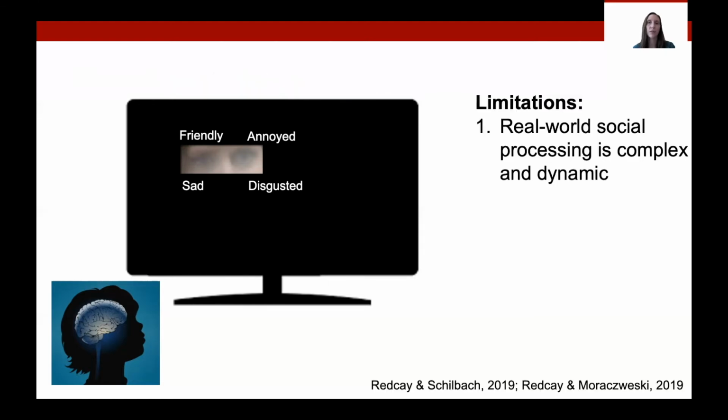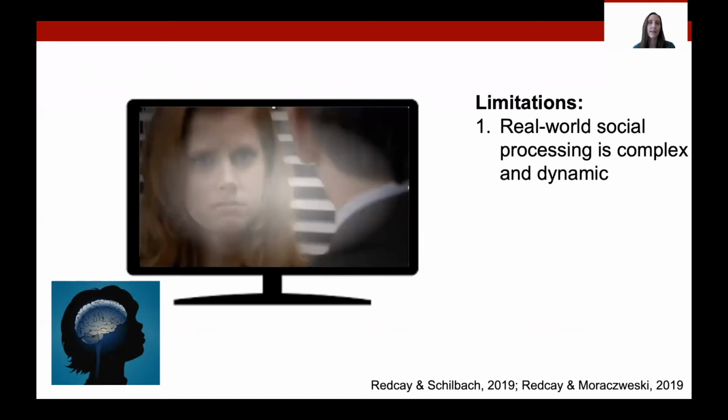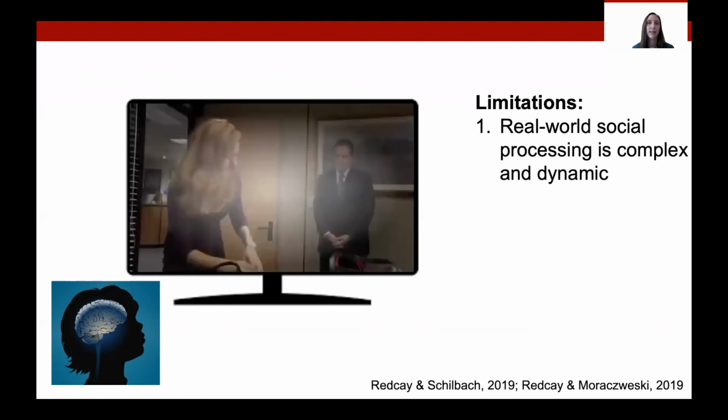One is that real-world social processing is complex and dynamic. So you are rarely presented with just eyes when you have to make an inference about someone's mental state. But instead, you have the rest of their face, their body, and the rest of the social context that helps you make that kind of inference. Also importantly, you have the temporal context. So we don't encounter social stimuli as static slices in time throughout our lives, but instead, you know what happened just prior.